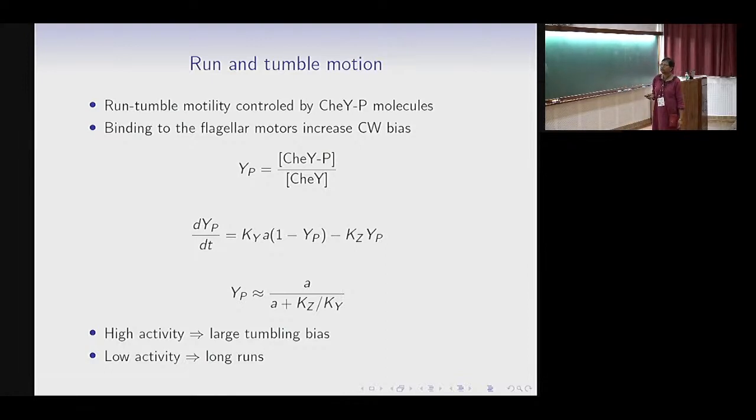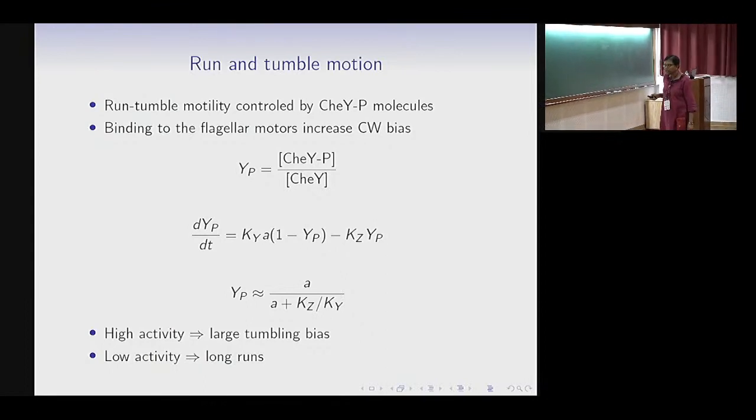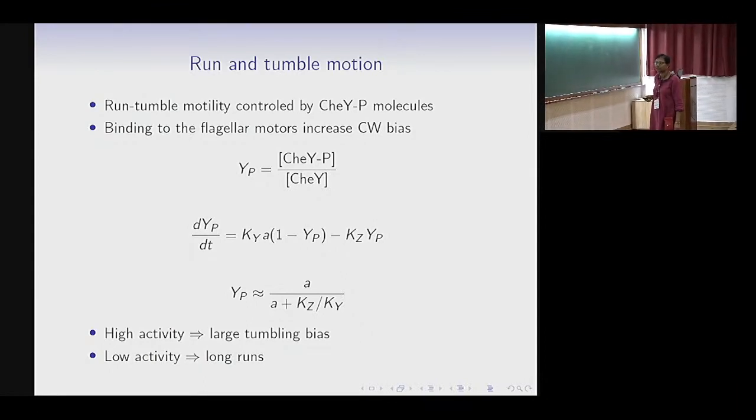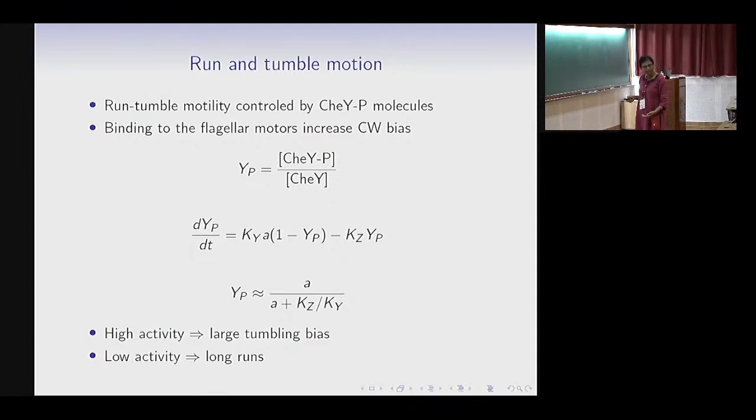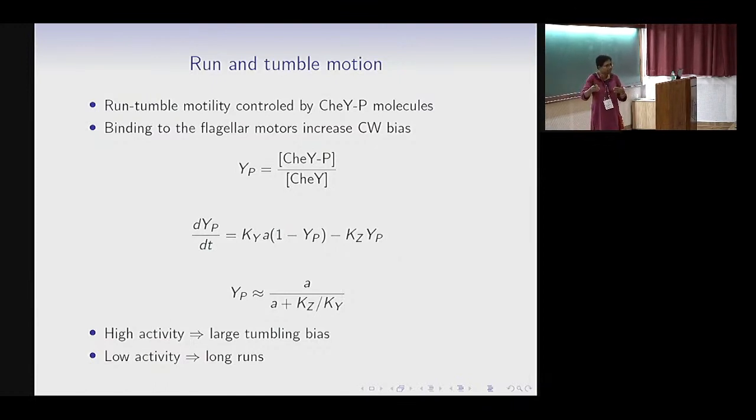Finally, the run and tumble motility. I have already said that the CheY-P molecule, which is responsible for the tumbling bias, has this time evolution equation for its concentration, but actually these reactions are happening pretty fast. So you can as well think that for each activity, dYp/dt is 0, quasi-equilibrium, such that Yp has this expression. Which means whenever activity increases, tumbling bias increases. So the picture that I want you to keep in mind is that high activity means large tumbling bias, short runs, and low activity means long runs.